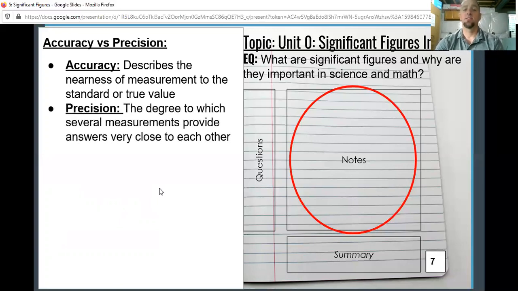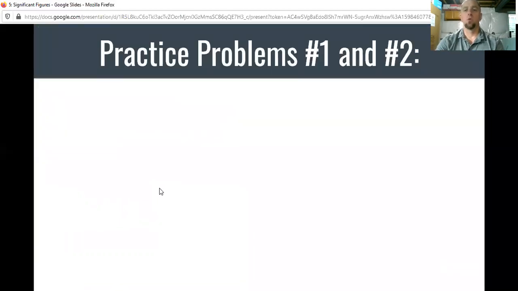Precision is the degree to which several measurements are close to each other. So it doesn't necessarily mean that it's close to the accepted value. But did we take a measurement? Was that measurement repeatable? Did we get something similar each time that we did that? We'll go over that a little bit more in class next time we meet.